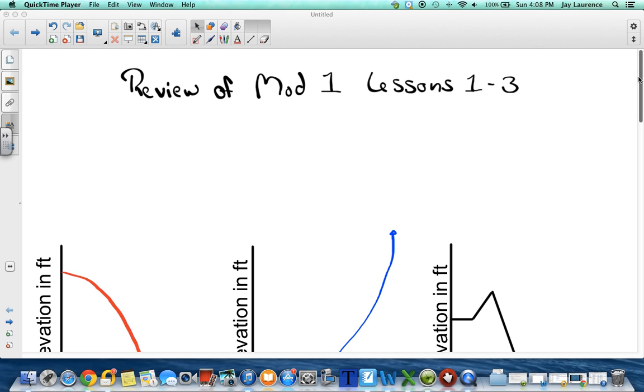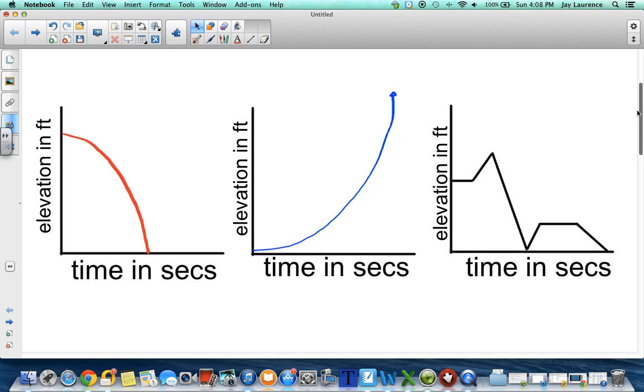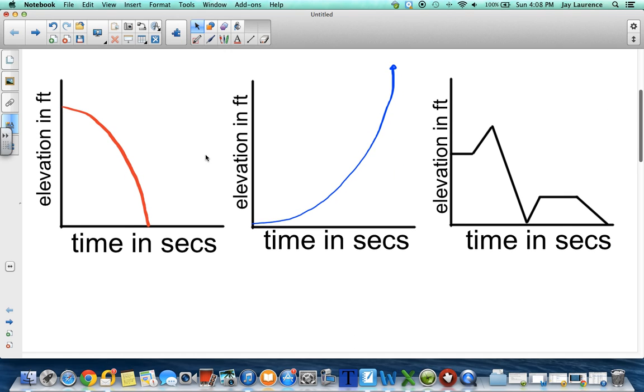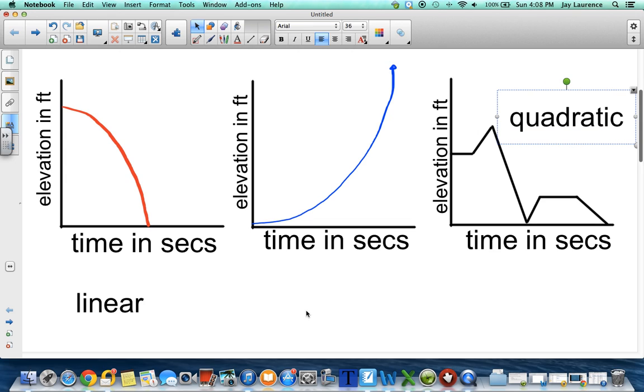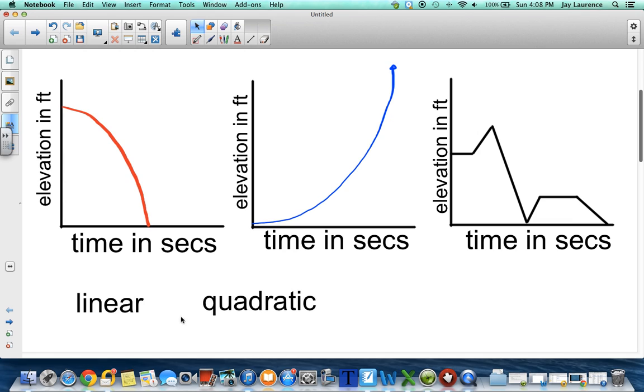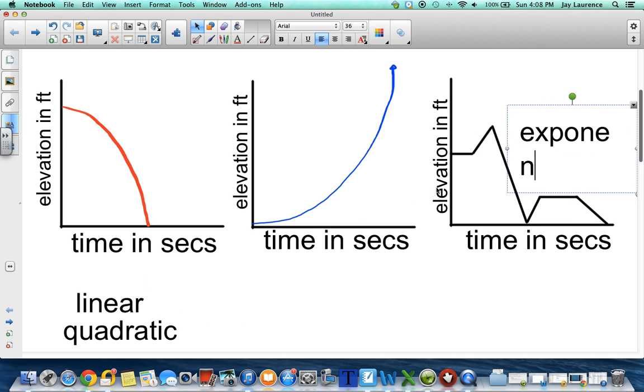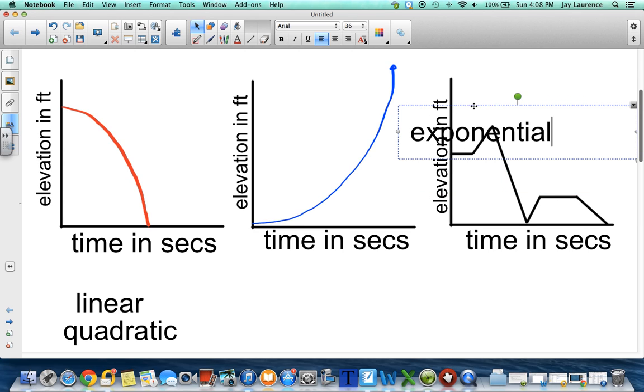All right, so we're going to do a quick review here. Shouldn't be a very long video. Let's see. I've got 3 elevation versus time graphs here, and I need to know which one is linear. Let me put linear right here. Which one is quadratic? I'm just stacking them so that they're not by any particular graph. You're going to tell me that. Exponential. Okay, and which one is exponential?